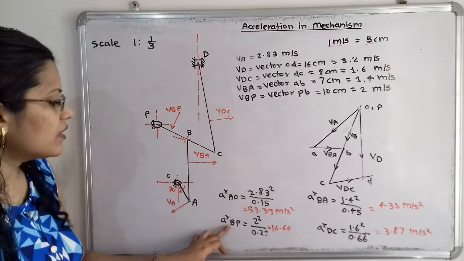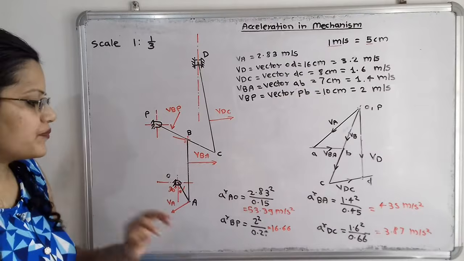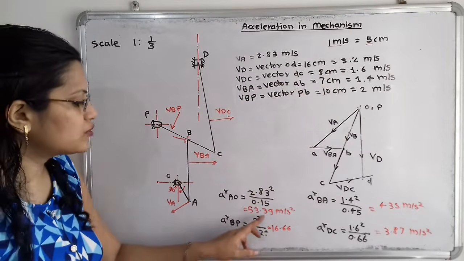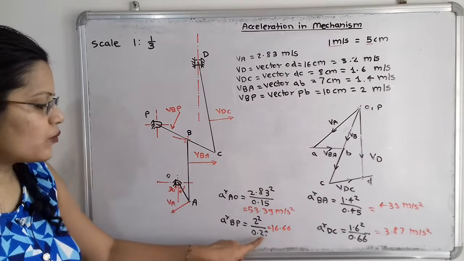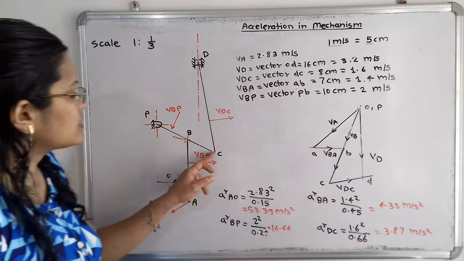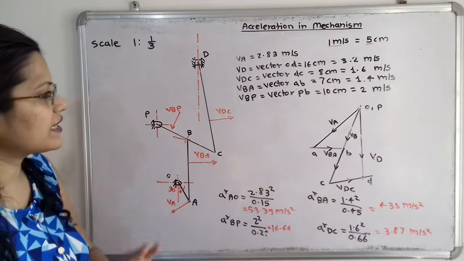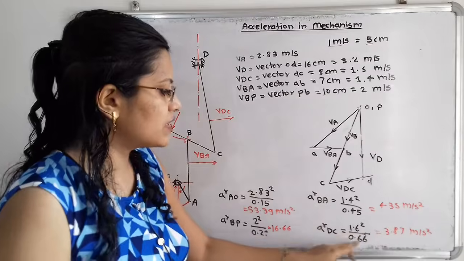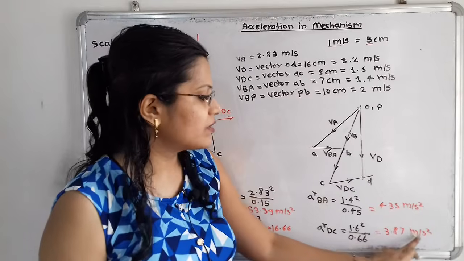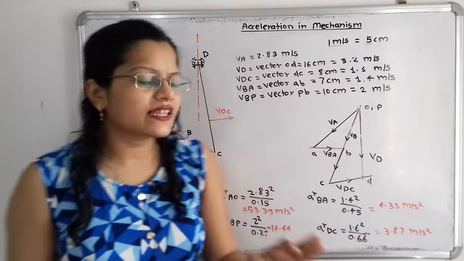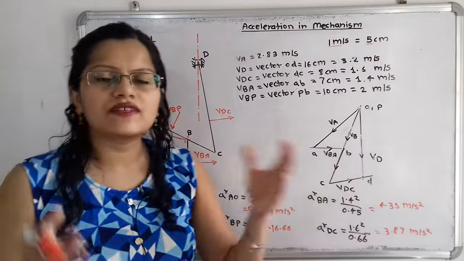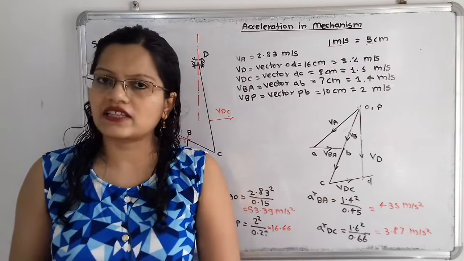Then in the same way the radial component for the link PB. For this BP, 2 meter per second is the linear velocity. That means 2 square divided by the length of the link, that is 0.24, which is equal to 16.66. Then the radial component for this link CD. We take the velocity for CD, that is 1.6 square divided by the length of the link, that is 0.66. So here the value is 3.87 meter per second square. These are the radial components for each link. We have to consider these values, and with a suitable scale we have to draw the acceleration diagram.